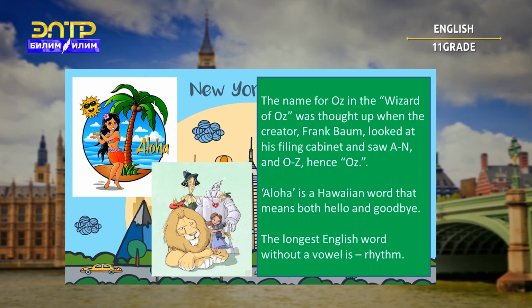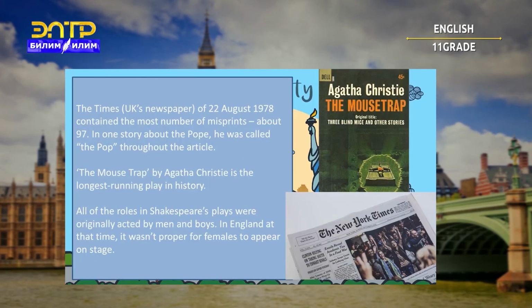The Times, UK's newspaper, of 22 August 1978 contained the most number of misprints, about 97. In one story about the Pope, he was called the Pipe throughout the article. The Mousetrap by Agatha Christie is the longest running play in history. All of the roles in Shakespeare's plays were originally acted by men and boys. In England, at the time, it wasn't proper for females to appear on stage.